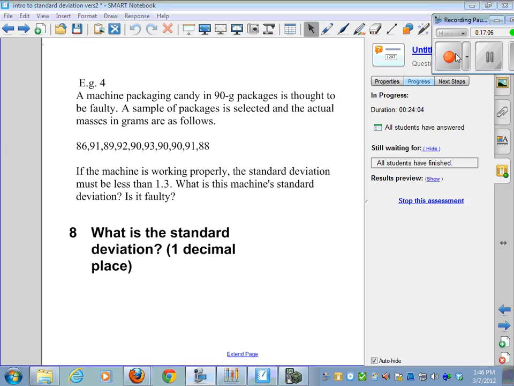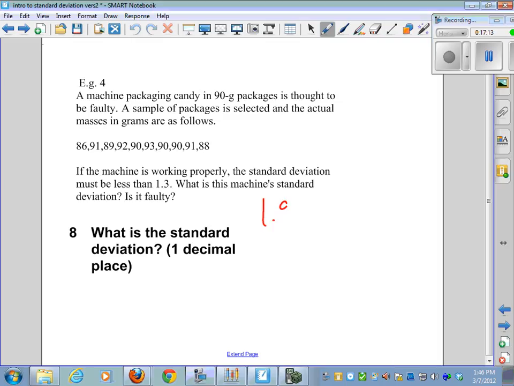So what'd you get for standard deviation? 1.8 or something, right? Okay. 1.9, right? Okay. So yes, in this case, the machine is faulty. Now that's just a made-up example, but it is an example where a company would actually use standard deviation to figure out if they need to adjust their manufacturing somehow.